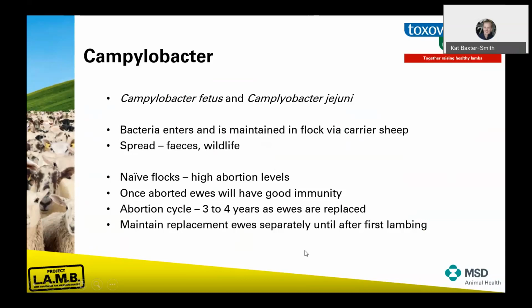To control it is difficult. You can maintain replacement ewes separately until after the first lambing. That means that they have their first lambs and aren't infected while they're pregnant. And then once they have had the lamb, if they get infected while they're not pregnant, it's not so much of an issue. There is a vaccine not available in the UK, but it can be imported, called Campivax 4, and it seems to be a good vaccine, and some practices do import that. And again, hygiene and keeping a closed flock will help in some situations.